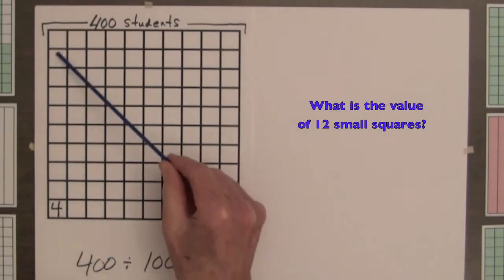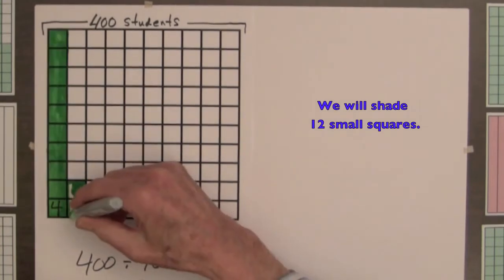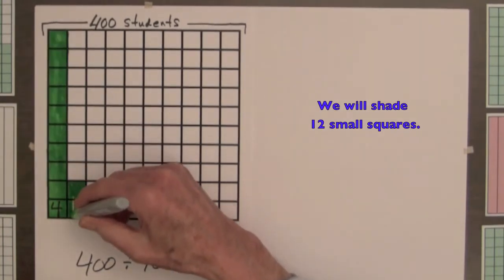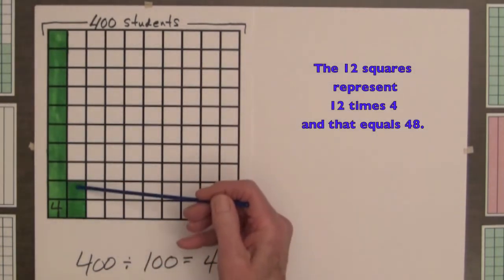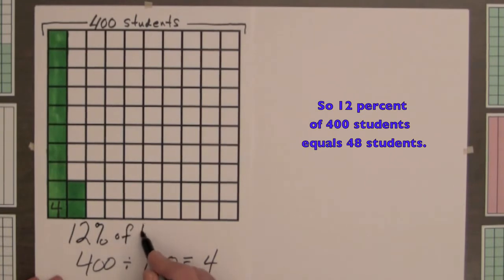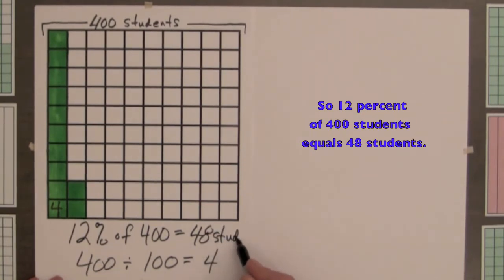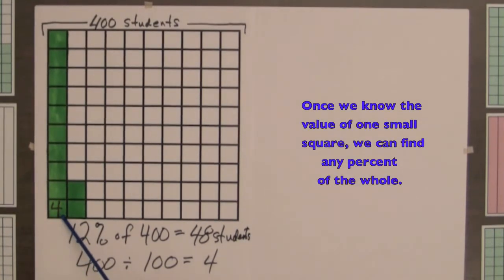What is the value of 12 small squares? Let's shade 12 small squares. The 12 squares represent 12 times 4, and that equals 48. So 12% of 400 equals 48 students. So once we know the value of one small square, we can find any percent of the whole.